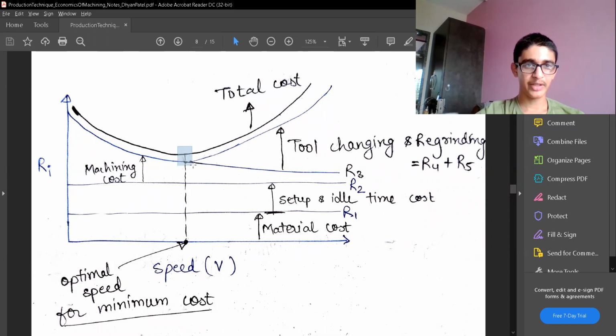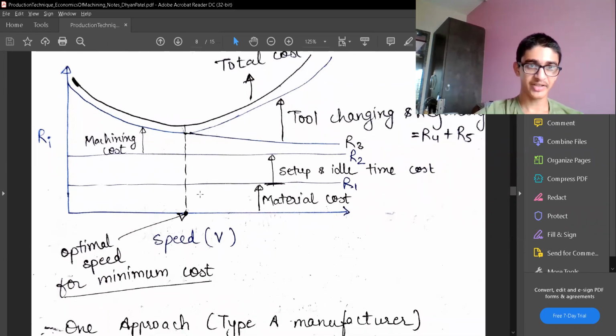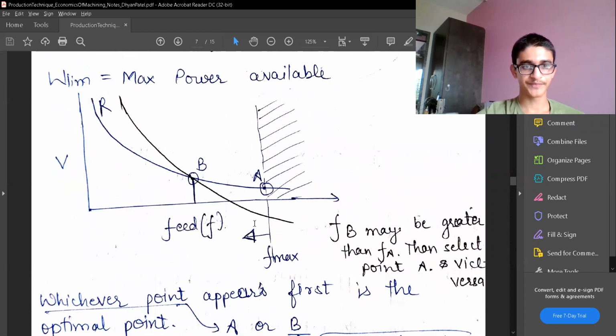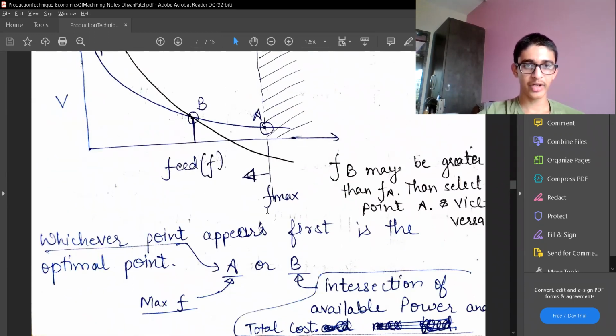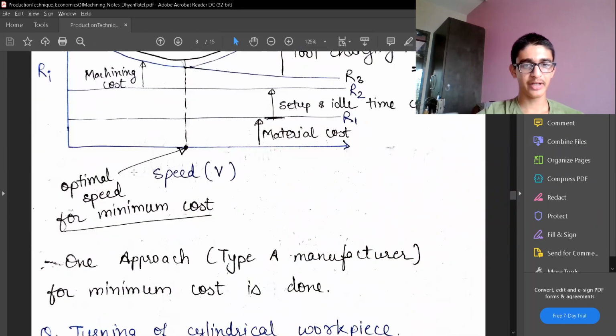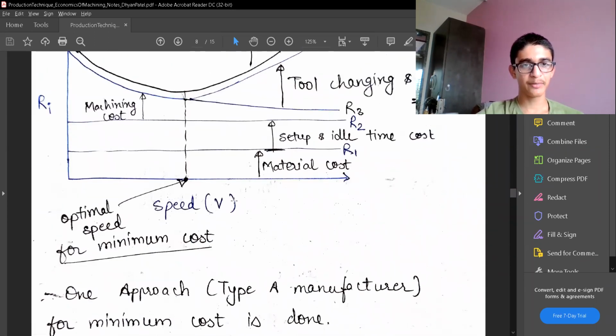So this is the point of minimum total cost. That is the optimum speed for minimum cost. But this need not be the direct working point because of these constraints which we have, the F max, and according to the F max, I can have the minimum velocity also. So this was one of the approaches which we had done, in which we have achieved the minimum cost and the optimal speed. It is not the maximum speed, it is not the minimum speed, it is some optimum speed. I can reduce the speed, I can increase the speed further, but this is the optimum speed.